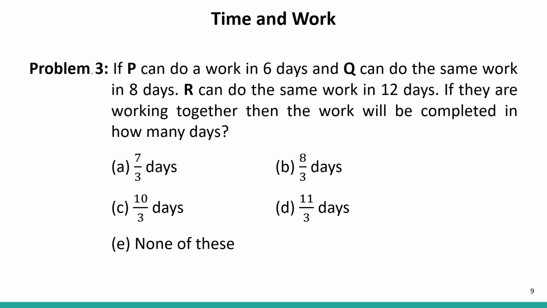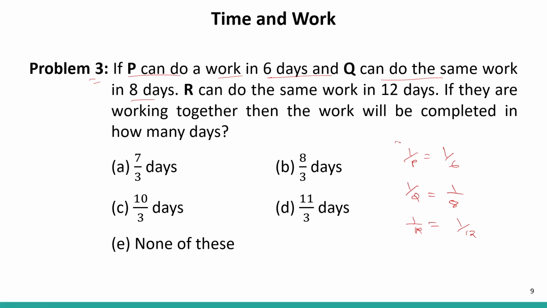So let's go forward with problem number 3. If P can do a work in 6 days and Q can do the same work in 8 days. So 1 by P is given as 1 by 6 and 1 by Q is given as 1 by 8. R does the same work in 12 days, so 1 by R is given as 1 by 12. If they are working together, their work will be completed in how many days?